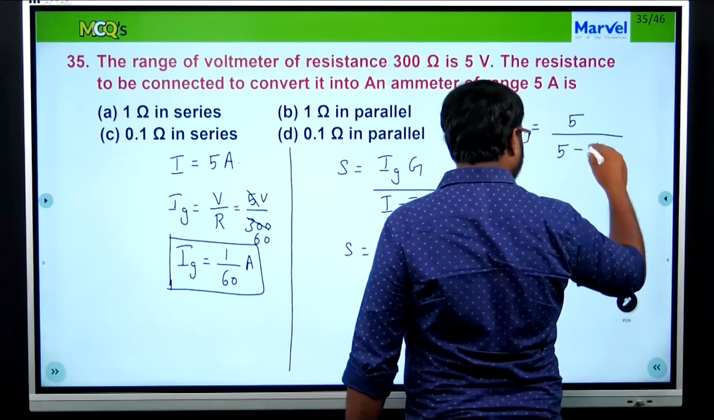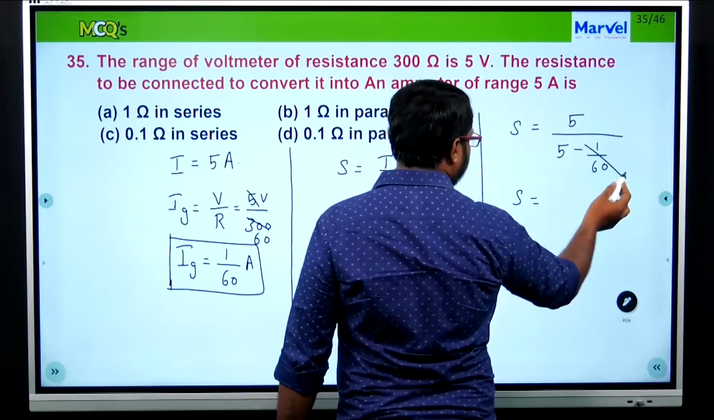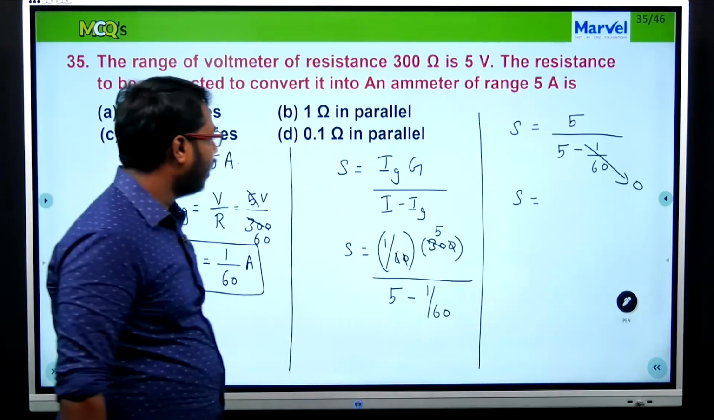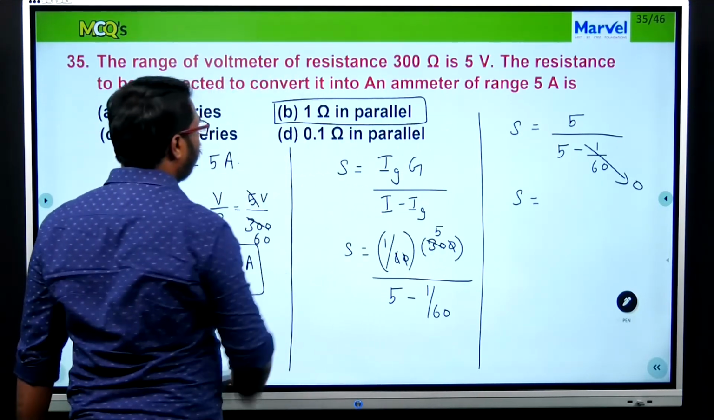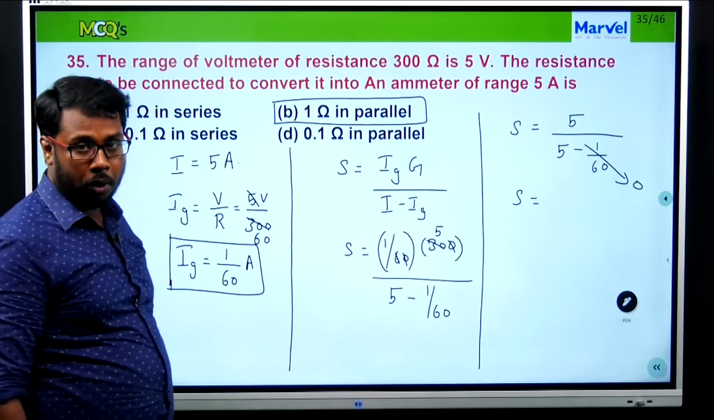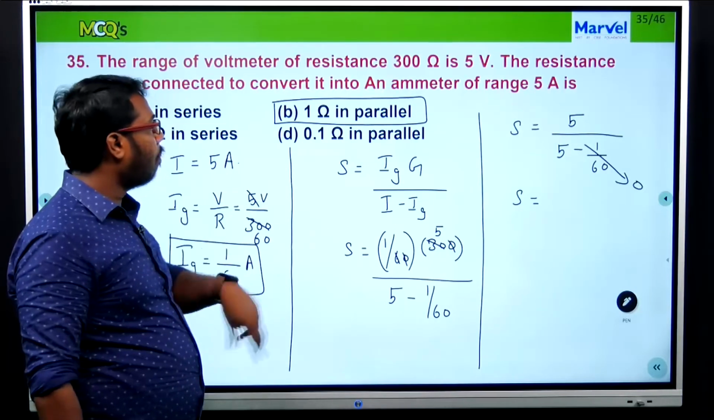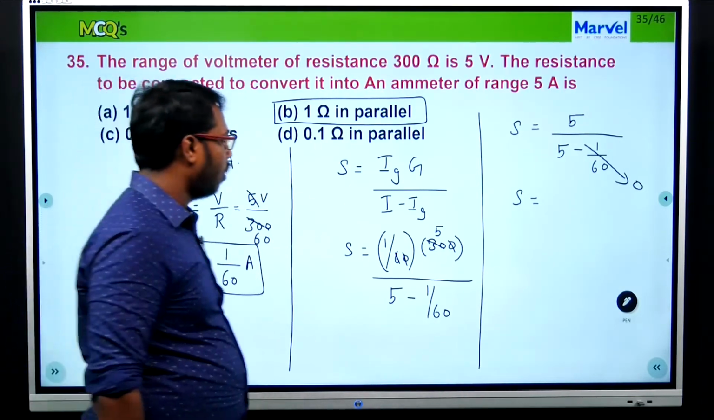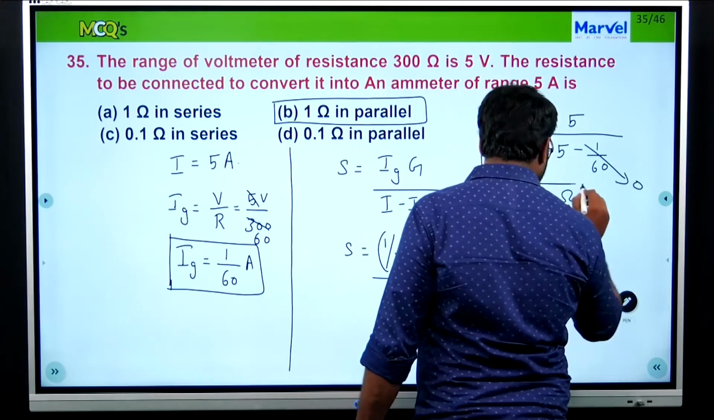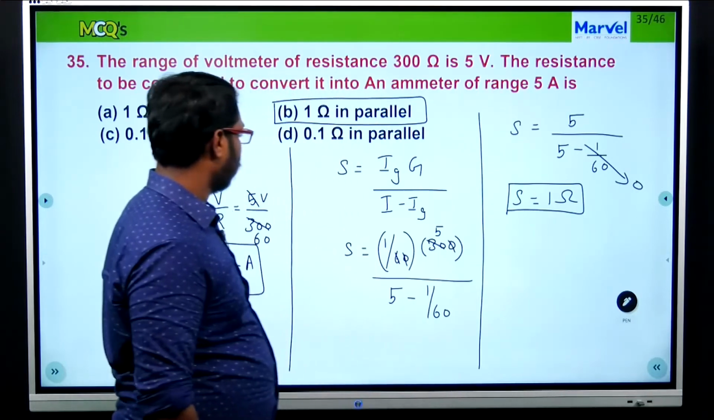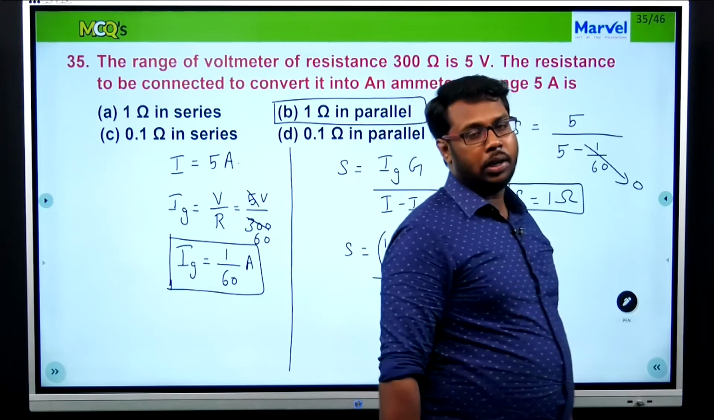Let's assume that this value is going to be very small, and I will just neglect it. On neglecting that, 5 by 5 is nothing but 1 ohm. So to convert a galvanometer to an ammeter, you have to connect a shunt resistance of 1 ohm in parallel to the galvanometer. So S is equal to 1 ohm. Clear? So this is how things really work in here.